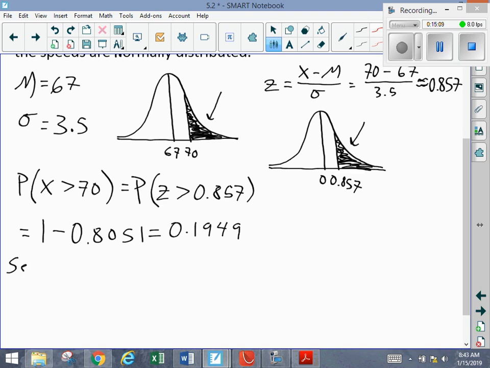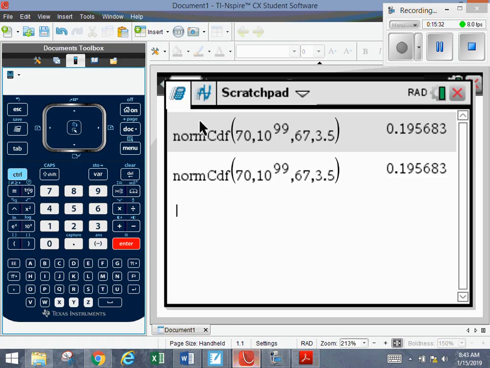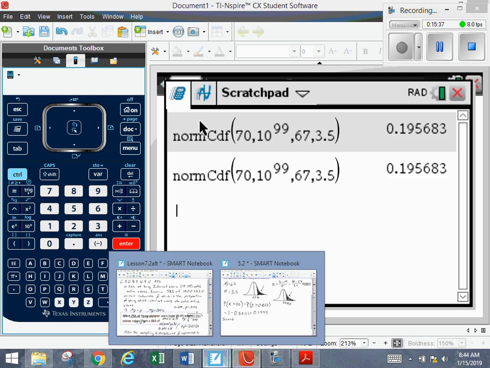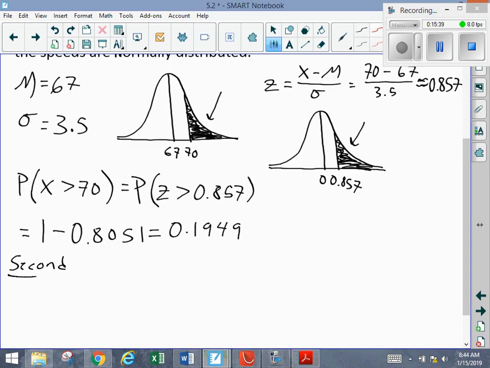So the second way to do it was using our calculator. That's the answer. So here's the second. The calculator is going to be slightly different, but it's not that far off. So the first way to do it, we did it by hand. The second way is the calculator way.